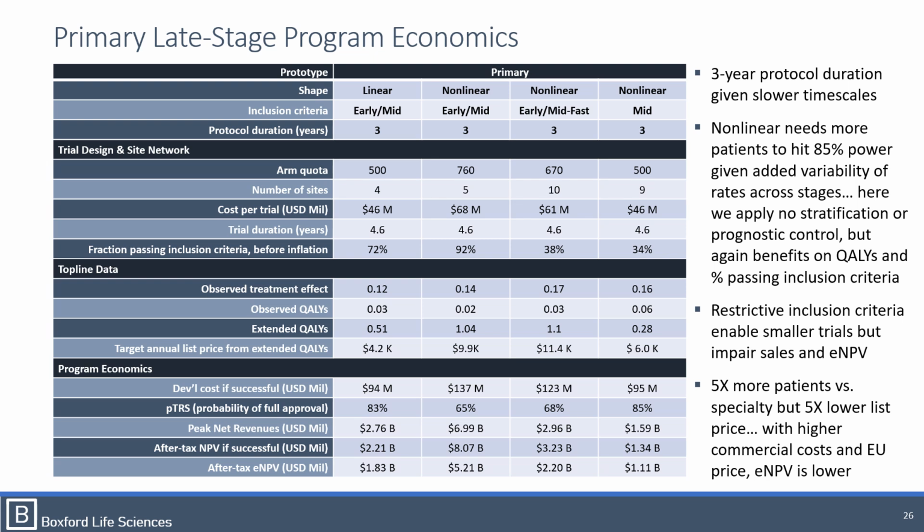We do assume that there's going to be more commercial costs, and so generally speaking, the expected net present value is a little bit lower. We also, particularly in nonlinear disease, have to go to higher trial sizes, so development expenses are also higher.